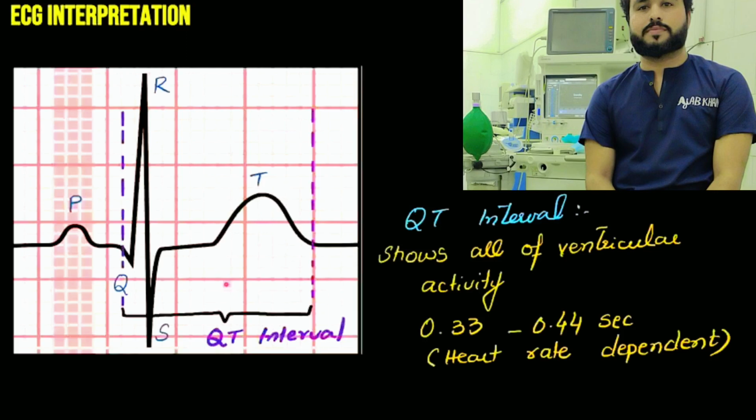QT interval. QT interval starts from the start of Q to the end of T wave, and it shows all of that ventricular activity, ventricular depolarization and repolarization. Its size is 0.33 to 0.44 seconds. It's also heart rate dependent. When the heart slows down, this will prolong. When the heart is rapidly beating, this will shorten.